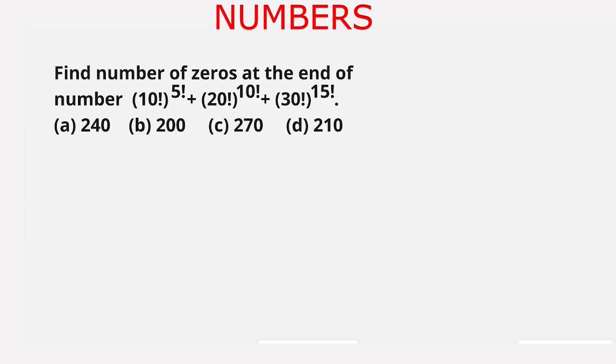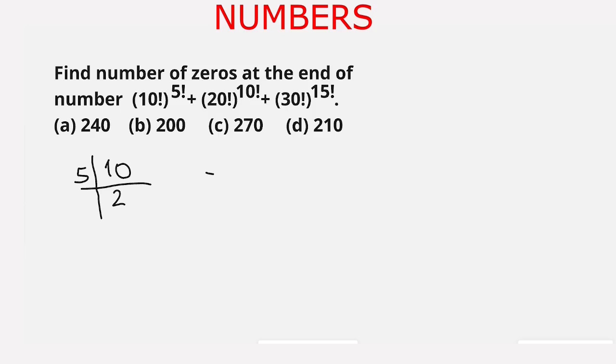First we will find the power of 5 in 10 factorial. We divide 10 by 5 successively. 5 divides 10 for 2 times. So the number of zeros will be 2 at the end of 10 factorial. But we have to find the number of zeros at the end of 10 factorial raised to the power 5 factorial.